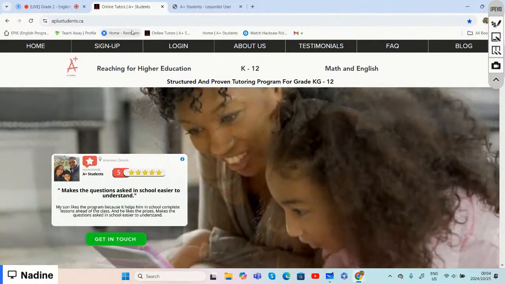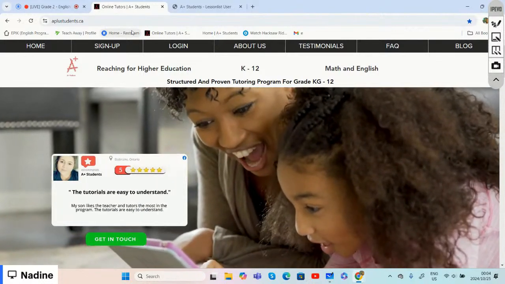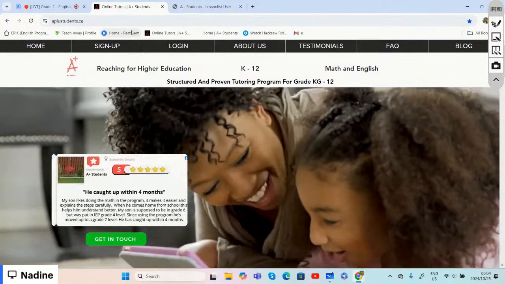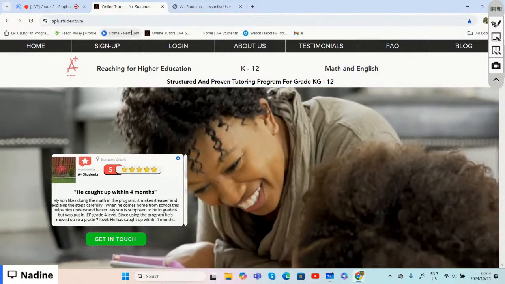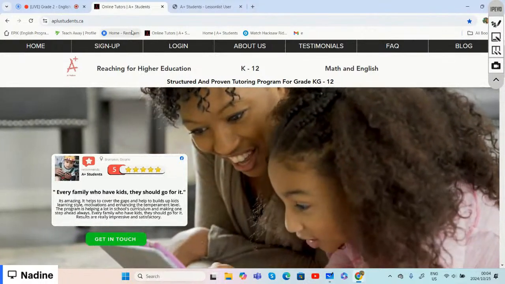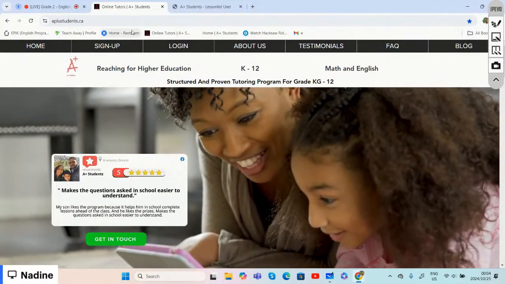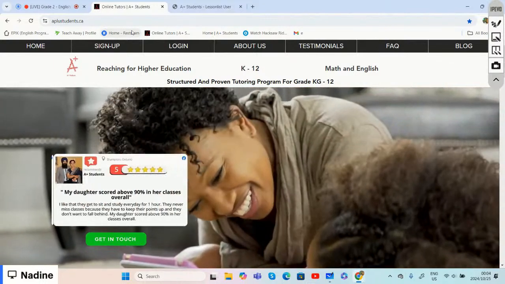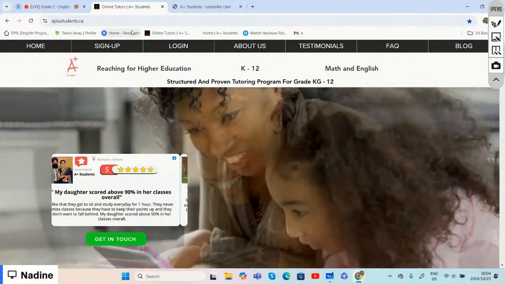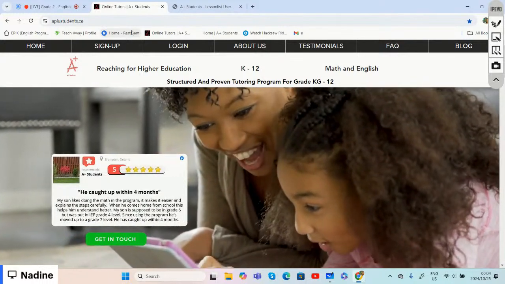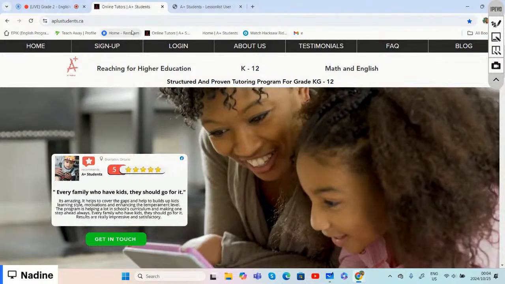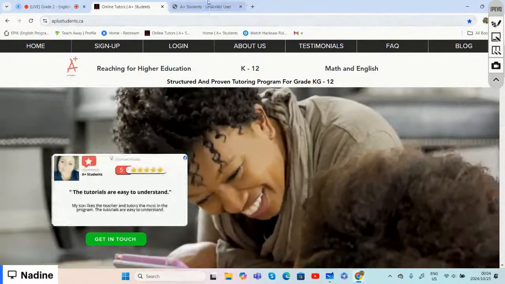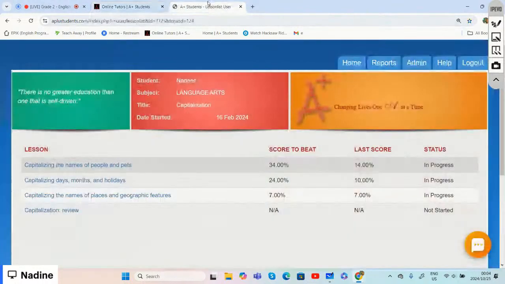Once you've logged on to aplusstudents.ca with our username as well as our password, we're going to select the subject of English Language Arts. We're doing grade 2, and then we're going to scroll down until we get to our chapter of capitalization.